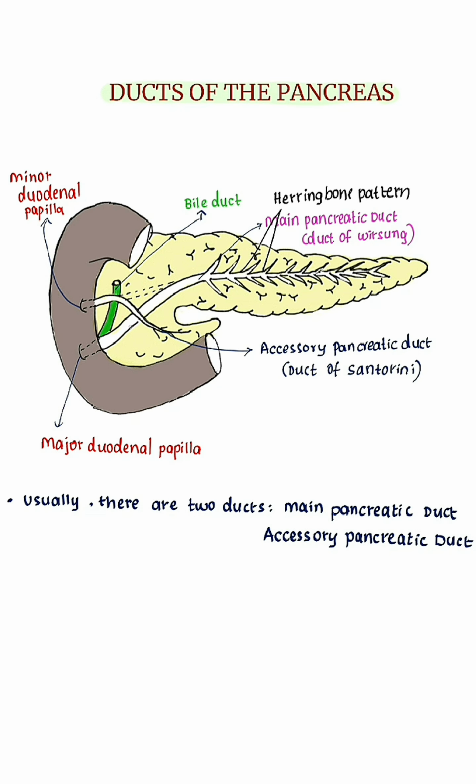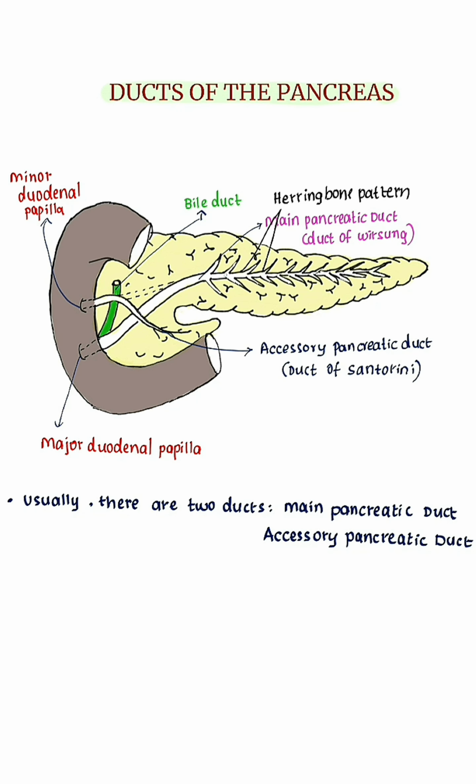Within the head of the pancreas, it is related to the bile duct, which lies on its right side. Both the ducts pierce the wall of the second part of the duodenum. Both the ducts join to form the hepatopancreatic ampulla of Vater, which opens onto the major duodenal papilla.